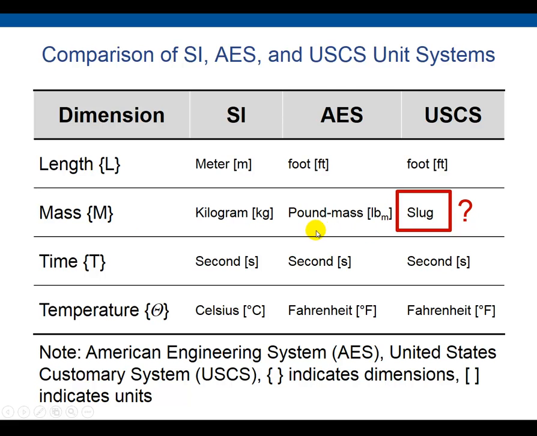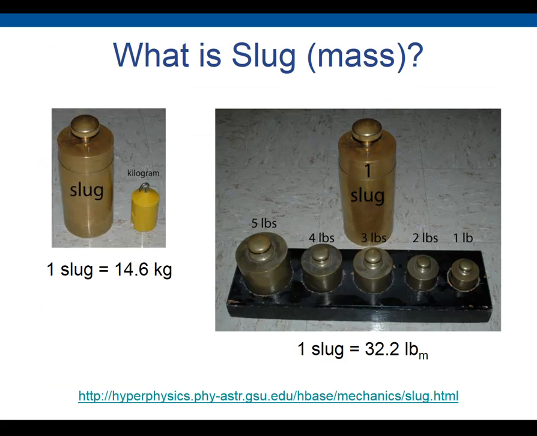But here you can see slug. What is the slug? Is it some standard unit for mass in the USCS system? So I found out what a slug is. I found these images from Google, and you can see one slug is pretty big. One slug is actually 32.2 pounds, and one slug equals 14.6 kilograms. It's a very big size.